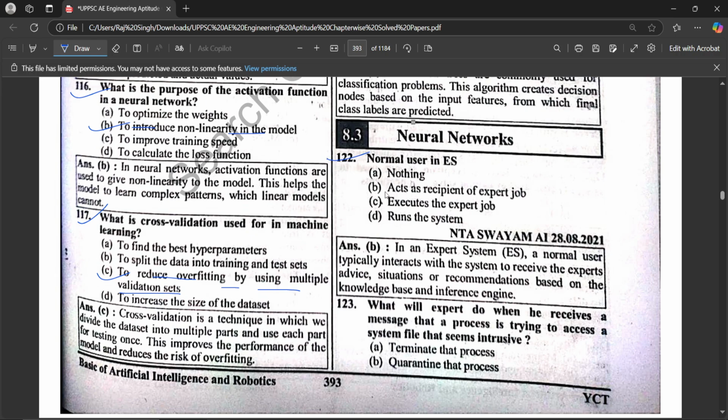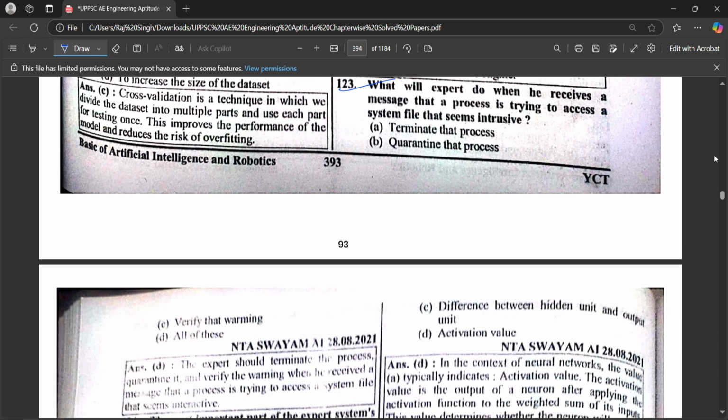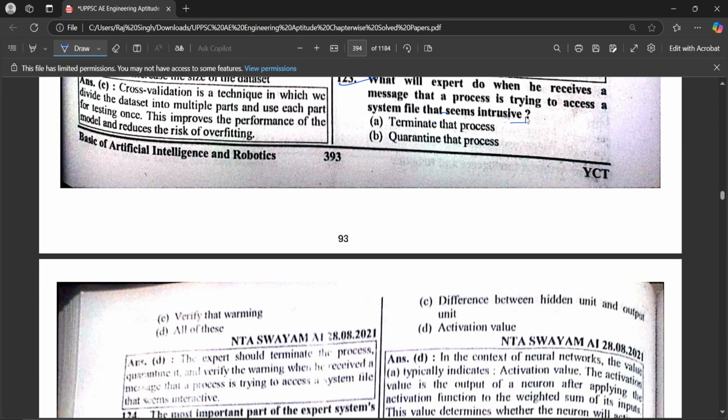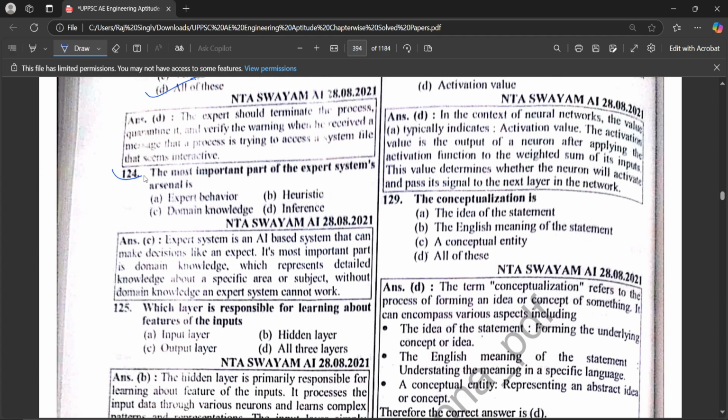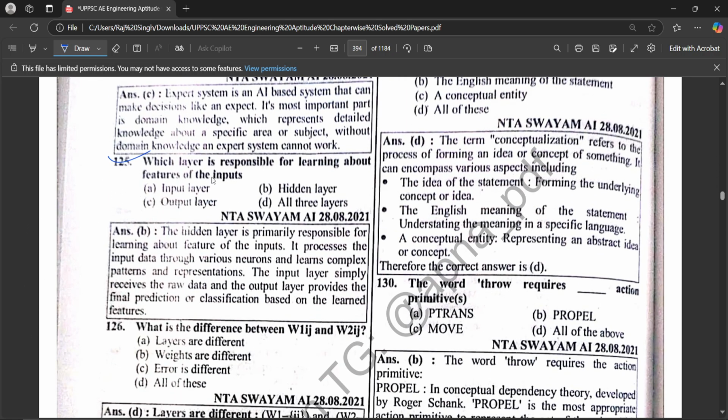Normal user in ES, which acts as recipient of expert job. What will the expert do when it receives a message that a process is trying to access a system file? Terminate that process, quarantine that process, verify that warning, or all of these. The most important part of the expert system is the domain knowledge. Which layer is responsible for learning about features of the input? Hidden layer.